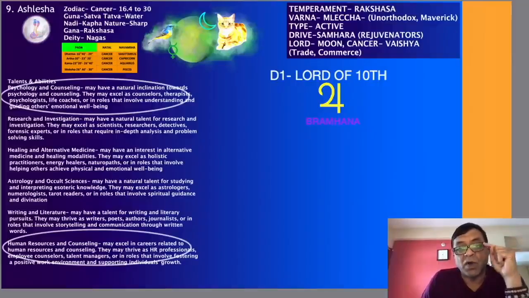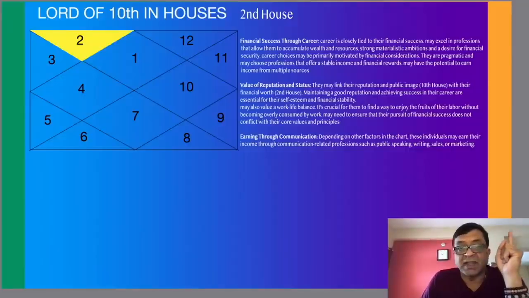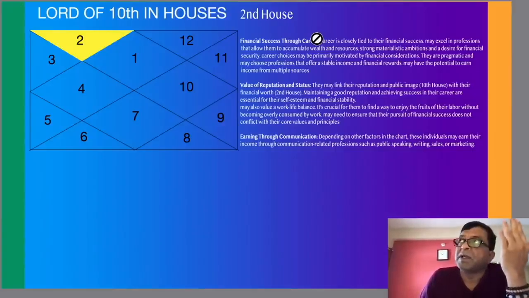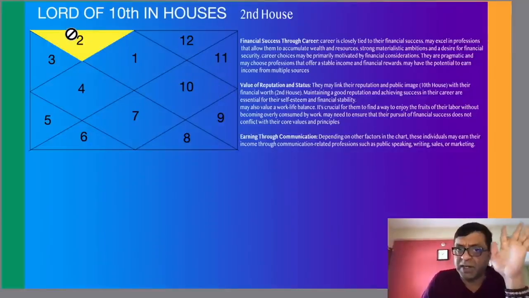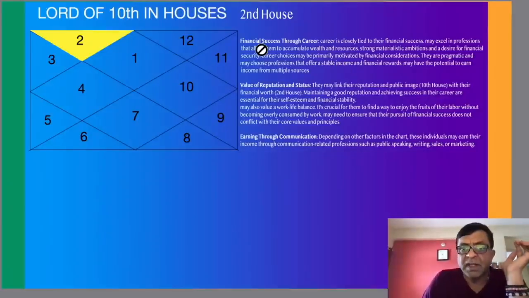Another one, because the Lord of the 10th is in second, what does that give us? This is the Lord of the 10th. I just added this as a more clarity factor, which was not there in the first case study, right? Second house. If the Lord of the 10th is in the second house, let it be D1, let it be D10. These are common factors. Okay, you can screenshot this if you want. Financial success through career. This is one of the things it looks for. Career closely linked to financial success. So, in a way, Lord of 10th in second will be looking for always some degree of financial success.